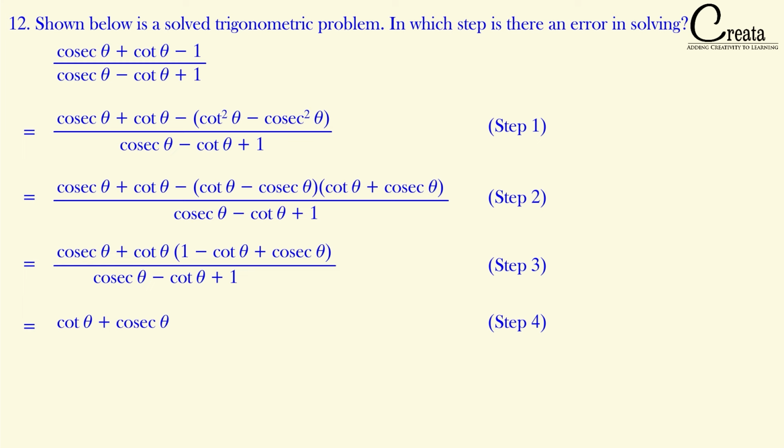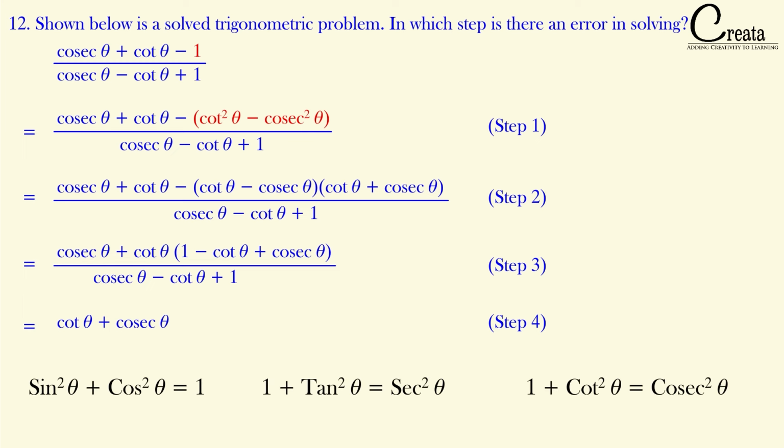So coming back, in this question a trigonometric problem is given and also the solution of the trigonometric problem is given. And we have to identify which step is wrong. Four steps are given for the solution of the problem and we have to identify which step is wrong. Let's take one by one. In the first step, we have replaced 1 with cot square theta minus cosec square theta. They have used the trigonometric identity formula. These are the trigonometric identities formula. These 3 are the trigonometric identity formula.